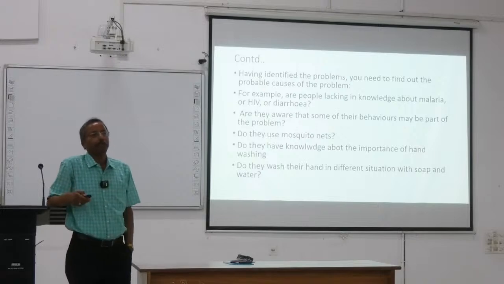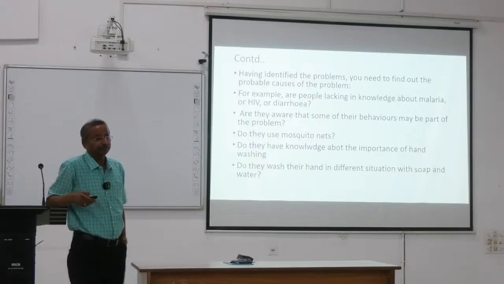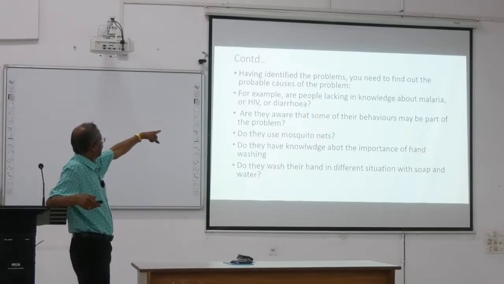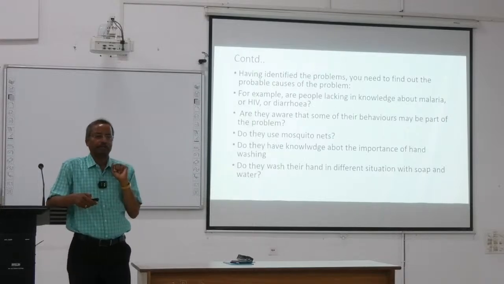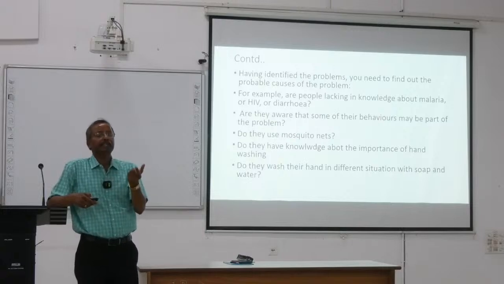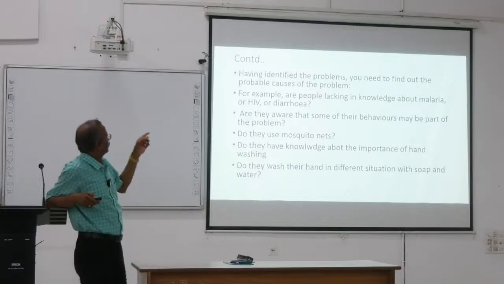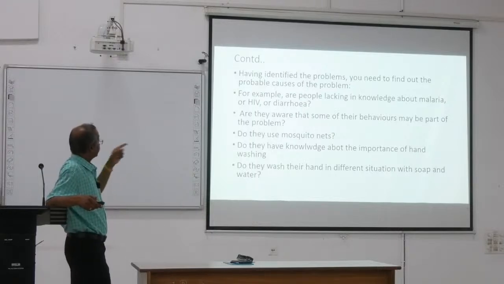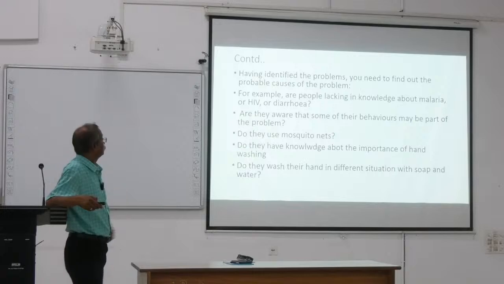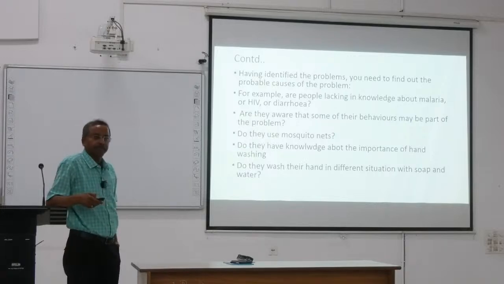Having identified the problem, you need to find out the probable causes of the problem. Now, what are the probable causes that you have to understand? For example, are people lacking in knowledge about malaria or HIV or diarrhea? That you have to ask before undertaking any intervention programs. Are they aware that some of the behaviors may be part of their problem?